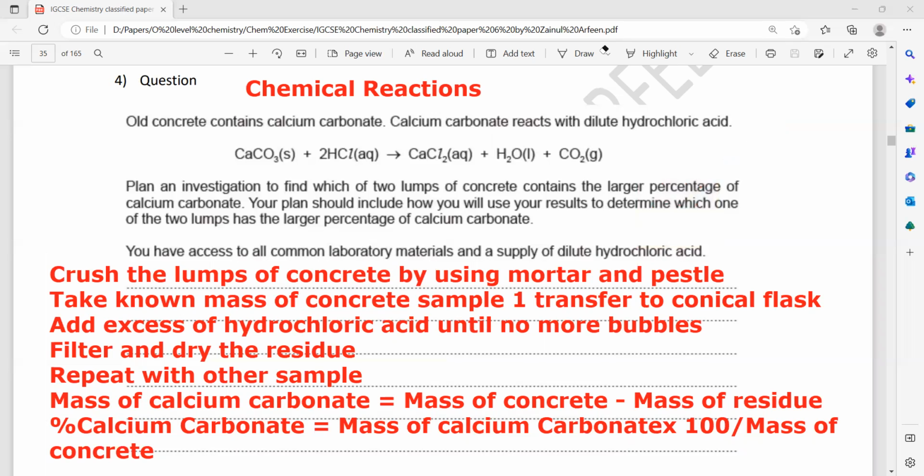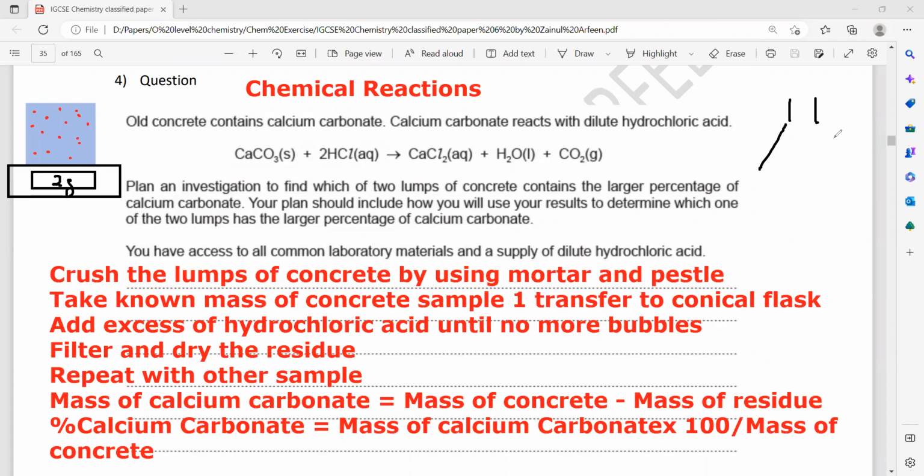Say you have a sample of concrete, okay? So this is a sample of concrete, and the dots are representing the calcium carbonate in the concrete. First we measure the mass of the concrete. Any mass, for example, say this is 2 grams. Then we crush this and we transfer that into a conical flask.